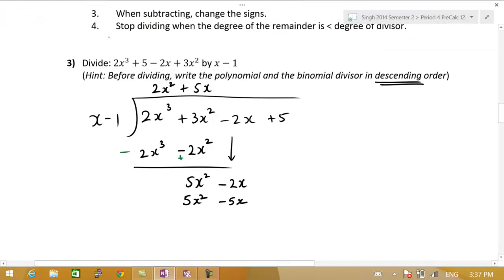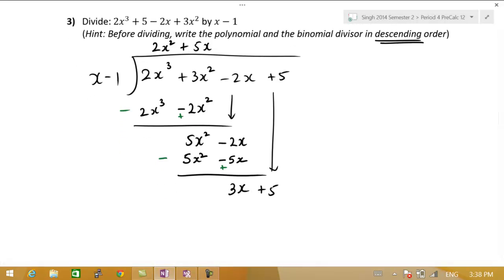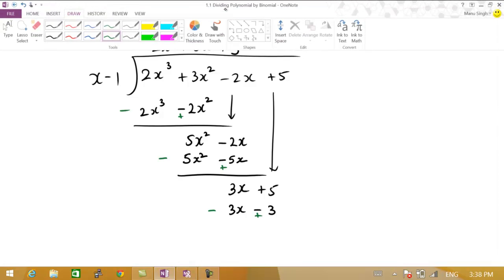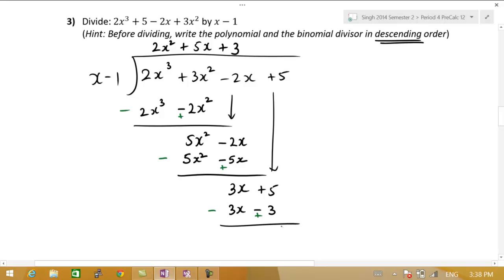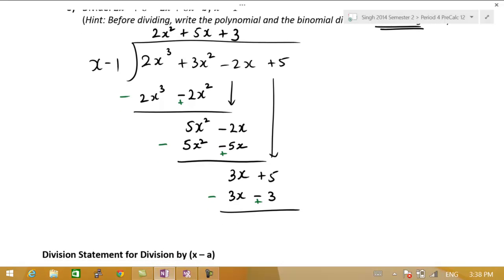Again, I need to subtract. Change the signs. Collect like terms, and I get negative 2x plus 5x is going to give me a positive 3x. Bring the positive 5 down, so plus 5. Repeat the process. x times a positive 3 is going to give me a positive 3x, and then a positive 3 times a negative 1 is going to give me a negative 3. Change the signs. Collect like terms. It's kind of like the instructions on your shampoo: rinse, repeat, rinse, repeat. We're going to keep doing the same stuff. So 5 plus a positive 3 is going to give you 8. And that's as far as we can go.